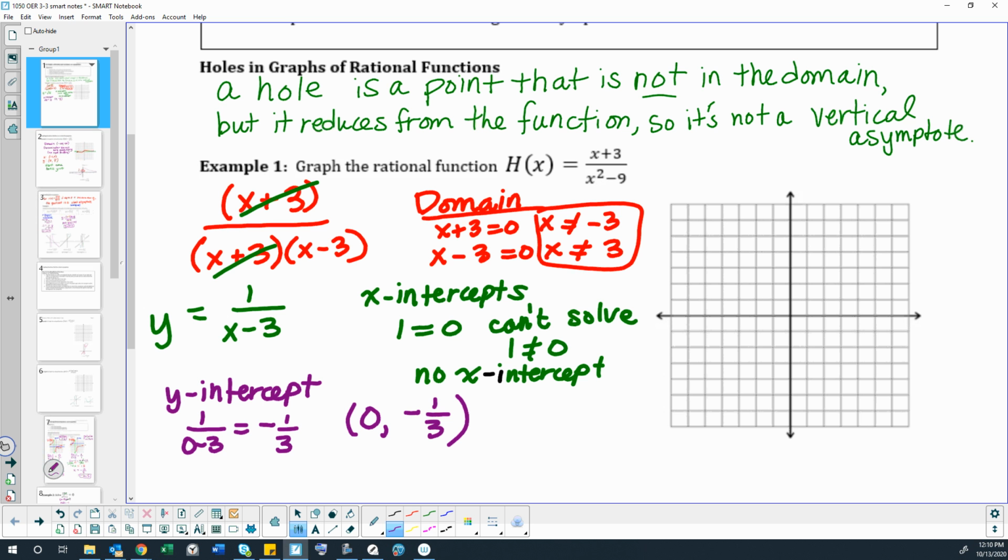Because here's our function. So we plugged in a 0 in place of the x. So 0 minus 3. Get our y intercept, right? So far, so good? Domain, reduced. We've got x-intercept, doesn't exist, y-intercept. Now we can do asymptotes.